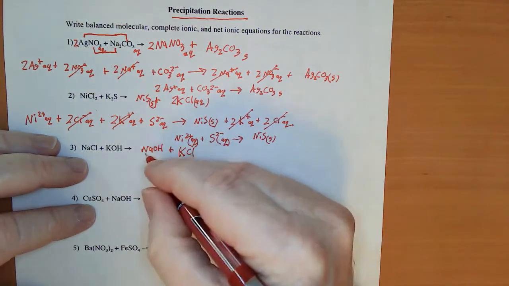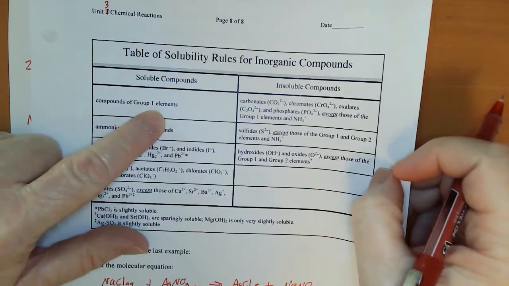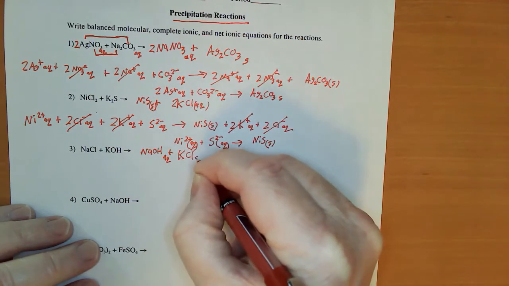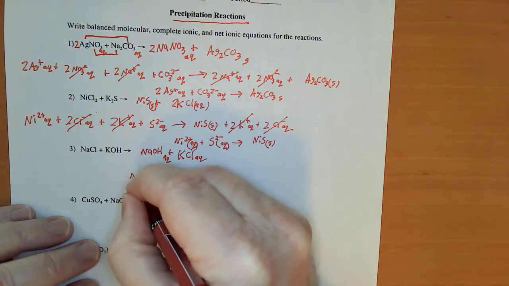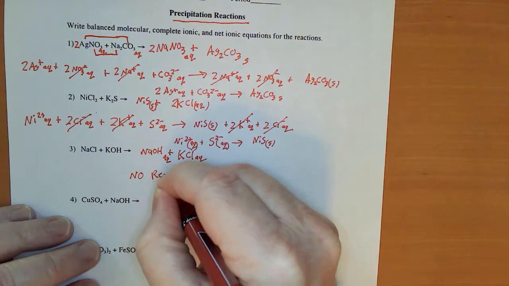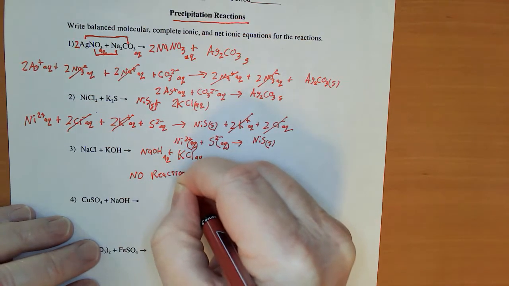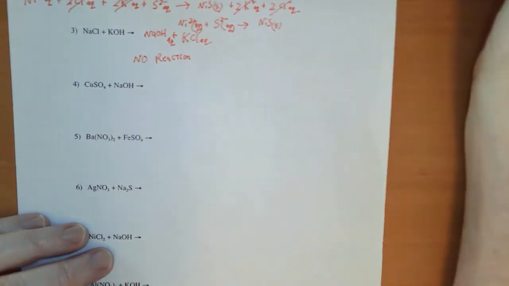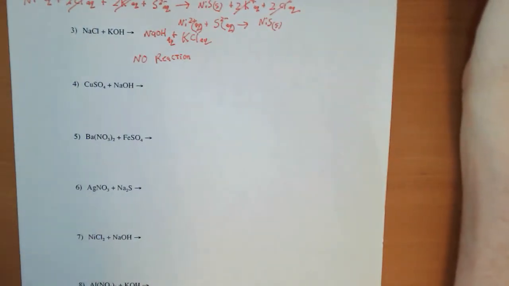Now, both of these are group 1 metals. Compounds of group 1 elements are always soluble. That means these are both aqueous. And the correct answer to this question is no reaction. Okay? That's going to happen a few times.